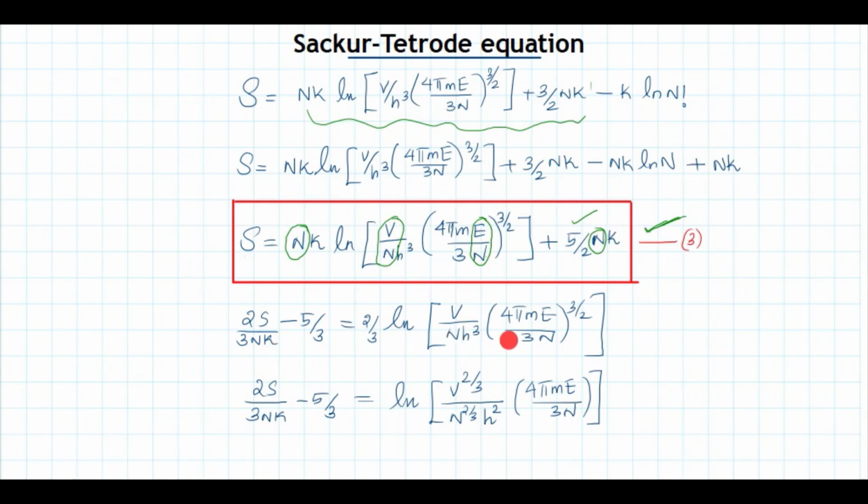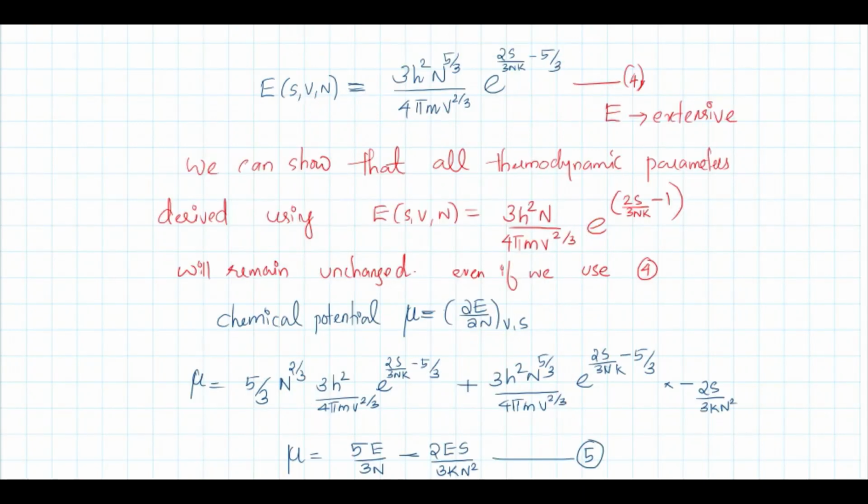Okay, then rearrange this to obtain E as E(S, V, N) equal to 3h square n raised to 5 by 3 divided by 4 pi m v raised to 2 by 3 e raised to 2s by 3nk minus 5 by 3. As per this equation, E is also extensive because this n raised to 5 by 3 divided by v raised to 2 by 3, that will give me an n in the numerator.